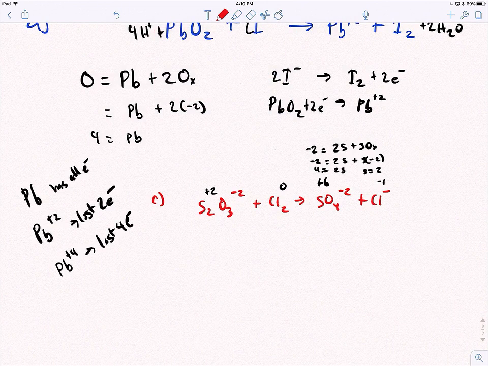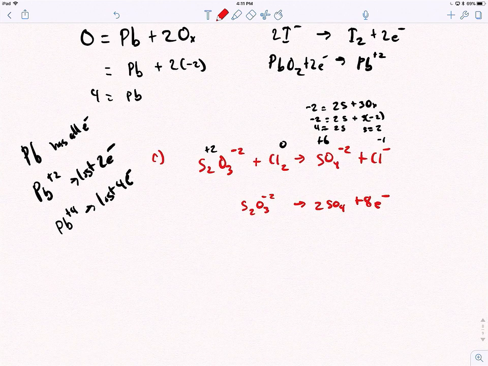And our half reactions: S2O3 minus 2 goes to 2 SO4, going from plus 2 to plus 6. Going from plus 2 to plus 6 generates 4 electrons, but there are 2 sulfurs, therefore 8 electrons are evolved. But Cl2 plus 2 electrons makes 2 Cl minuses. So for 2 and 8, the common multiple is 8, so you need to add 4.